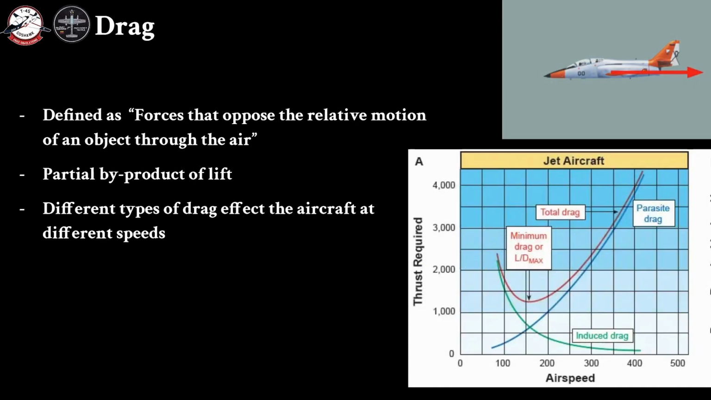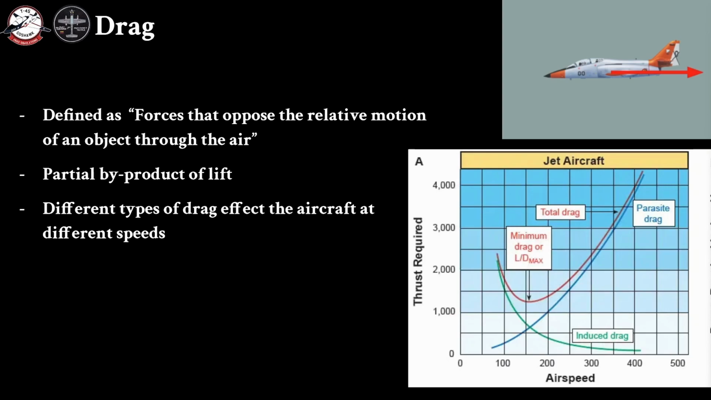The next concept that we'll be going over is drag. Drag is defined as forces that oppose the relative motion of an object through the air. It essentially is the force that counteracts thrust. And there are two different types of drag. You have parasite drag and induced drag.